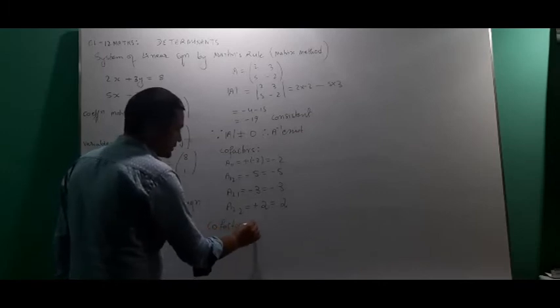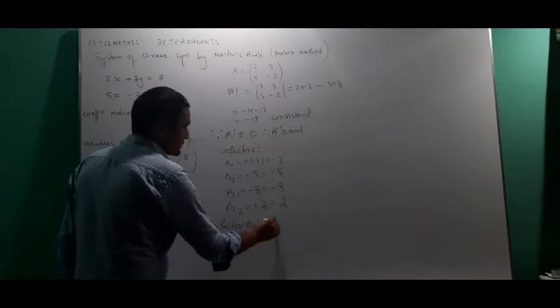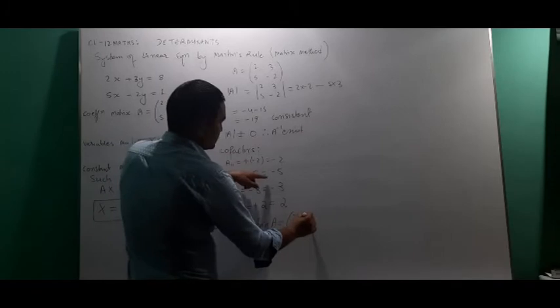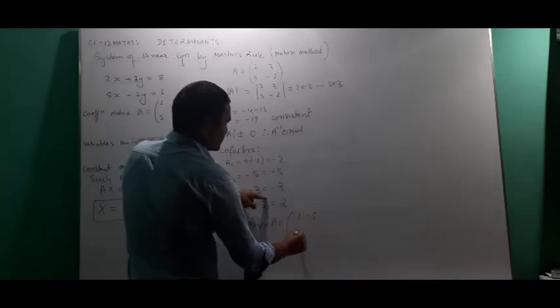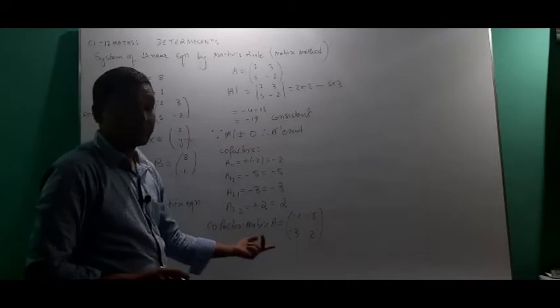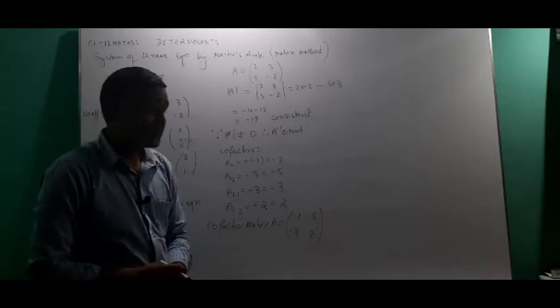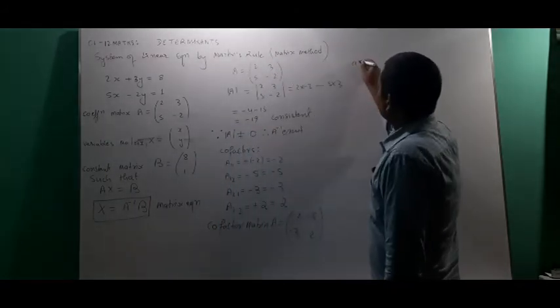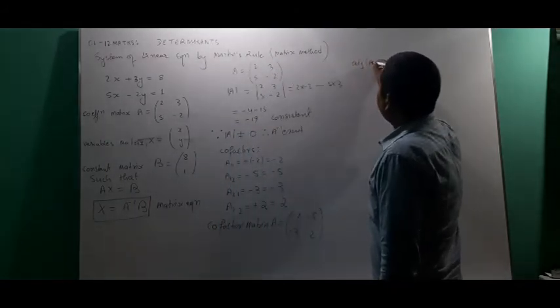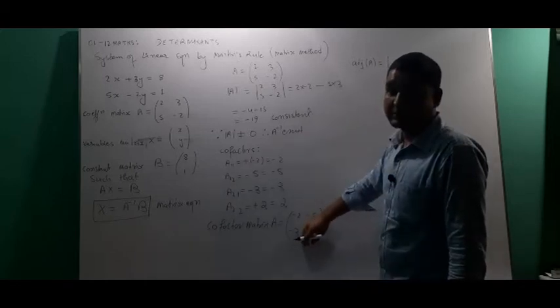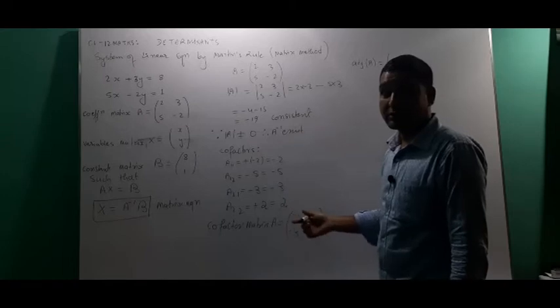Cofactor matrix A equals minus 2, minus 5, minus 3, 2. Now the transpose of the cofactor matrix is called the adjoint. Now let's get the adjoint. Adjoint of A is the transpose of this cofactor matrix, that means change row into column or column into row.